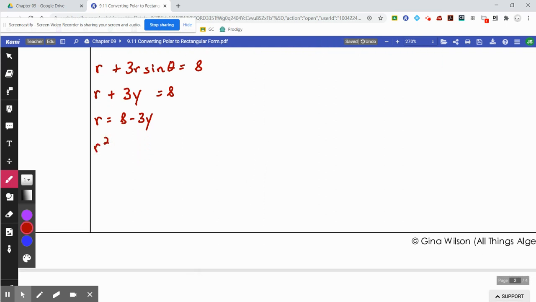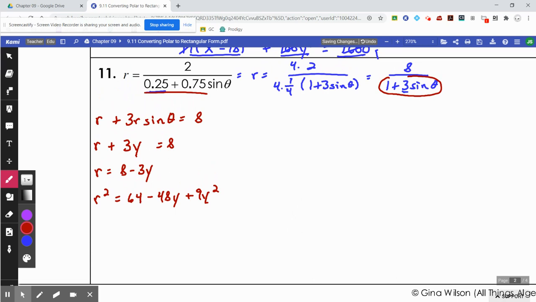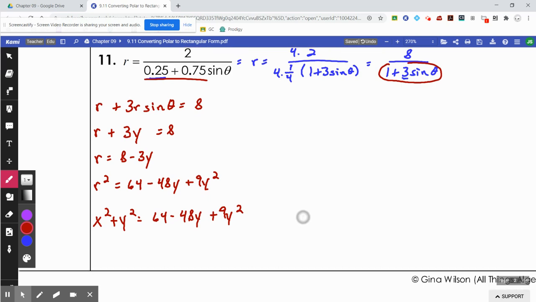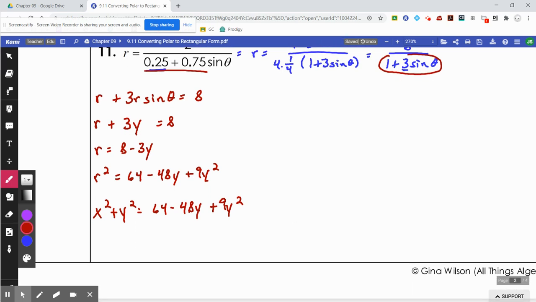Square both sides, gives you r squared equals 64 minus 48y plus 9y squared. Replace r squared with x squared plus y squared is equal to 64 minus 48y plus 9y squared. Let's move all of our variables to one side and our constants to the other side. So I believe I'll move them all to the right side, actually, since I have the 9y squared over there.